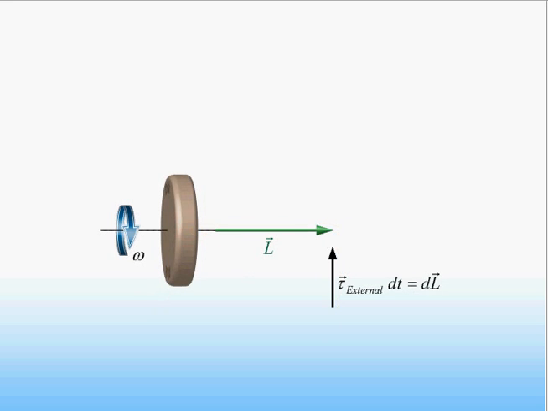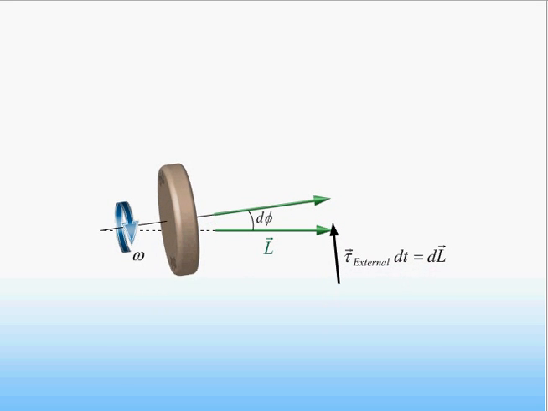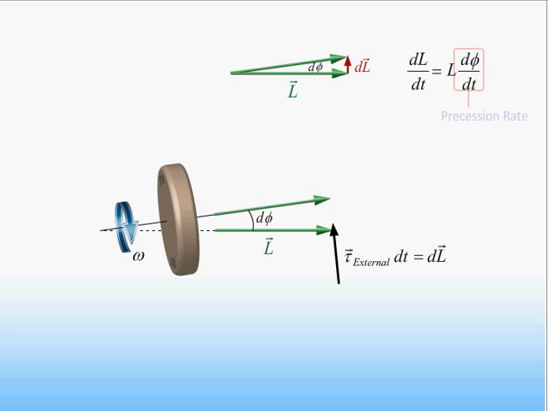During this time interval, the angular momentum vector rotates through an angle d phi. We can determine d phi using the small angle approximation. Namely, since dL is small compared to L, we can approximate dL as the product of L and d phi. If we now differentiate the expression for the angular momentum with respect to time, we find that the magnitude of the time rate of change of the angular momentum is equal to the product of the angular momentum of the disk and d phi dt.